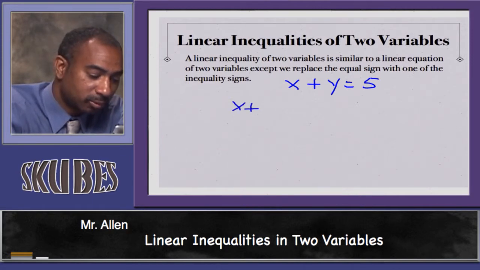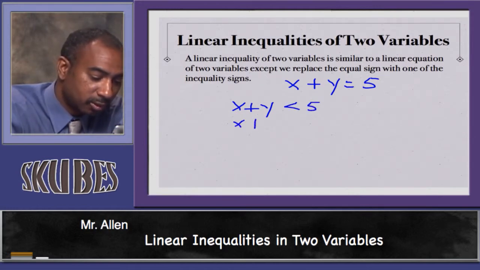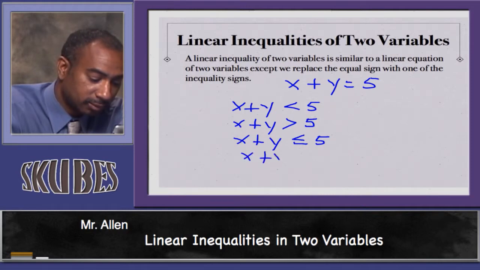I could have x plus y is less than 5, or I can have x plus y is greater than 5, or x plus y is less than or equal to 5, and x plus y is greater than or equal to 5.